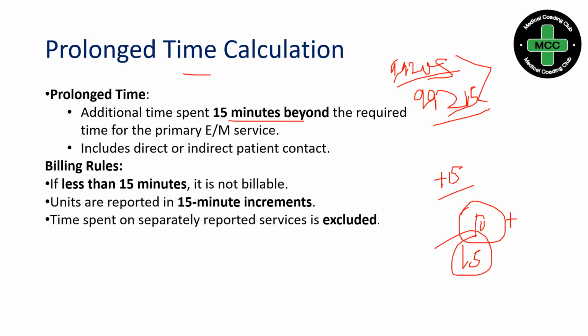And also, units are reported in 15-minute increments. For each 15 minutes we are supposed to give 1 unit. And again, time spent on separately reported services is excluded. As I gave an example, whatever service we are billing separately, you cannot consider towards your E&M calculation. We'll see the prolonged service code so you will understand in a better way.